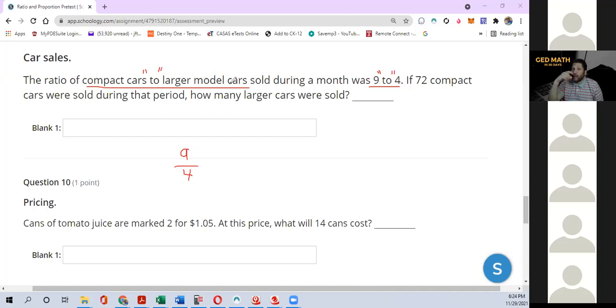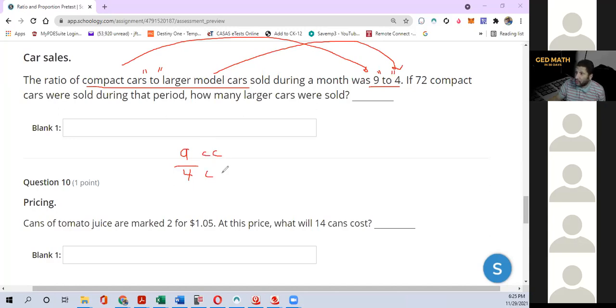What the 9 to 4 represents, and this is what's so important, is that word "to" that I talked about earlier. It gives you the clue. So, compact cars to larger model cars. The compact cars go with the 9, and the word after the "to" goes with the 4. So the 9 is the compact car and the 4 is the larger car. I'm just going to put CC and LC. Of course, you wouldn't write this on your exam, but I'm writing it here so you know CC is the compact car and LC is the larger car.